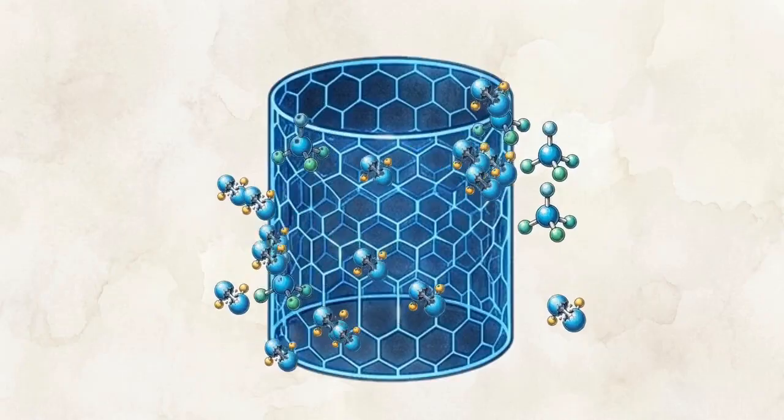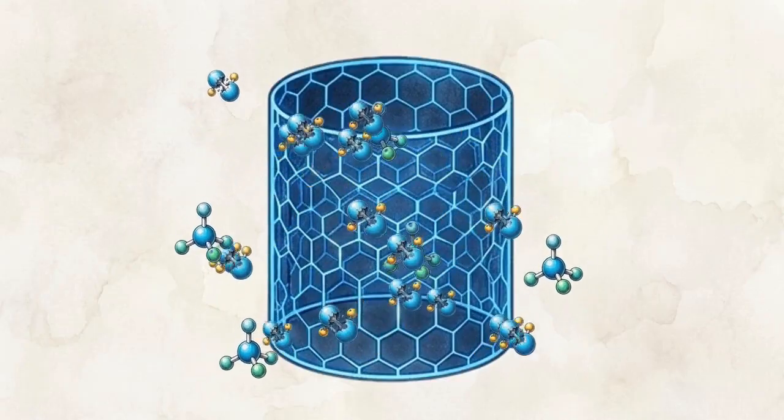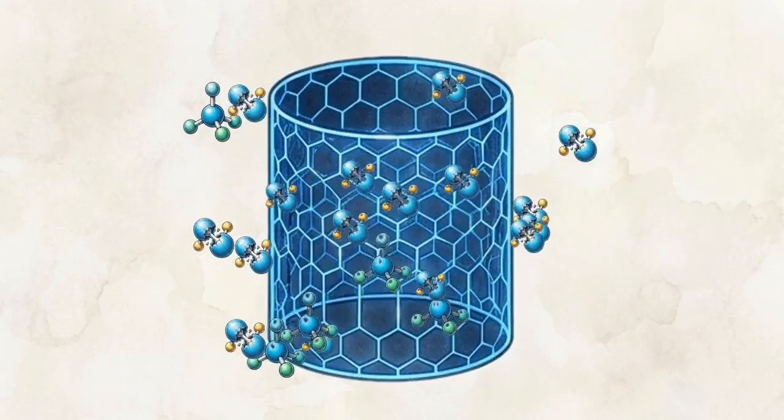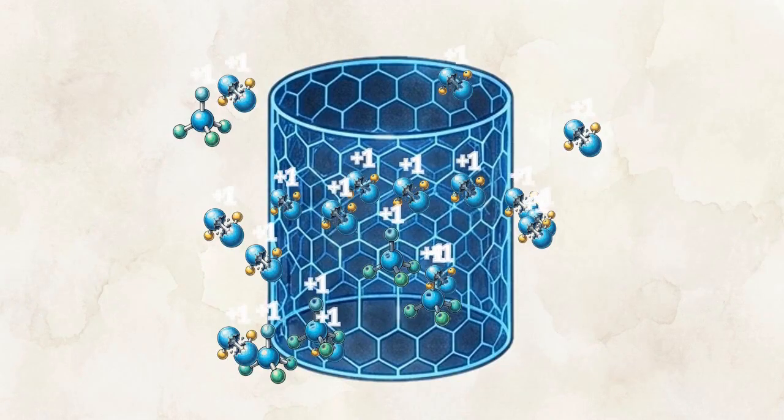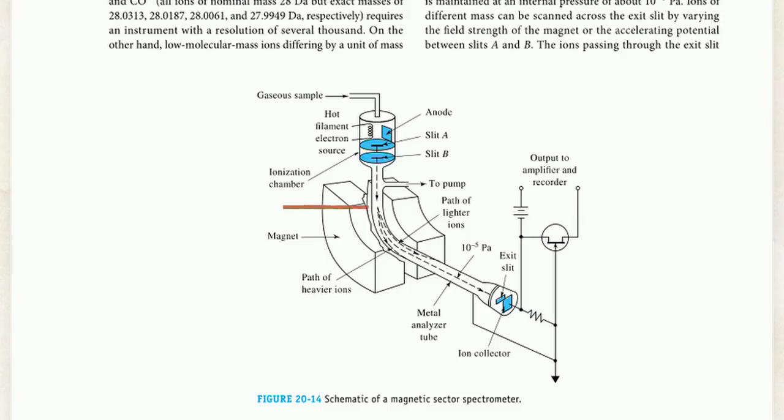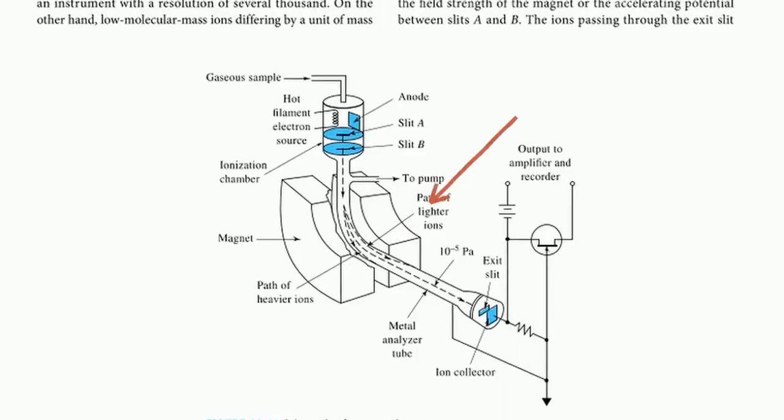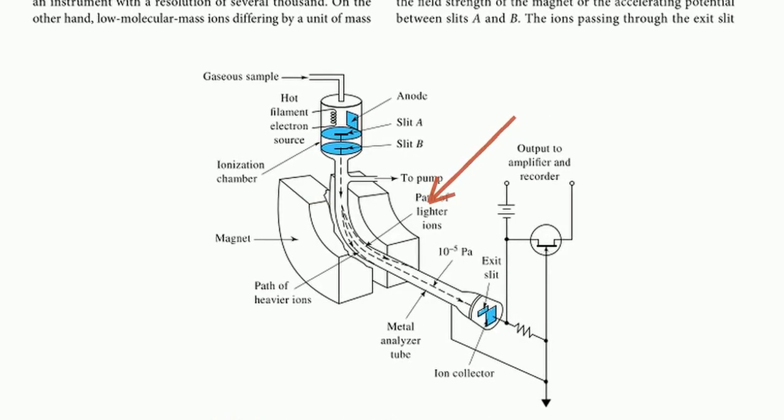We now have a chaotic accelerating cloud in the chamber, a mixture of intact heavy ions and smaller shattered fragments, all carrying a +1 charge. The ions accelerate into a curved vacuum tube surrounded by an electromagnet. The magnetic field pulls them. Lighter fragments crash into the inner wall. Heavier ions hit the outer wall. Only ions with 1 exact mass-to-charge ratio carve the perfect arc to slip through the exit slit.